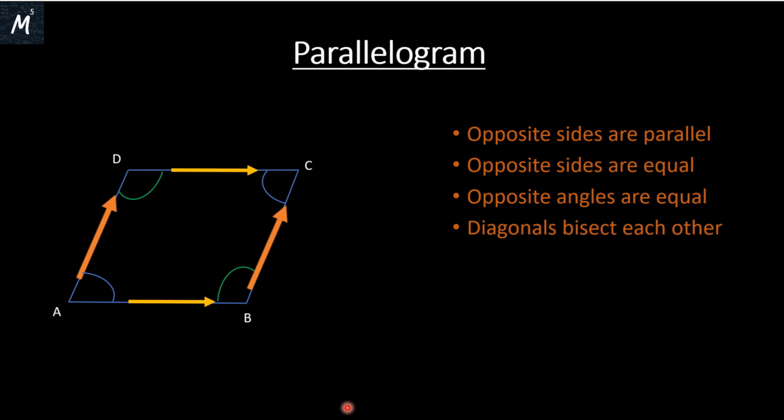Diagonals bisect each other. So the first diagonal is AC, the second diagonal is BD, and let us assume that they are intersecting at point O. By the term bisect we mean OA is equal to OC and OB is equal to OD. So in other words, the diagonal AC has been divided into two equal parts and the second diagonal BD has also been divided into two equal parts.